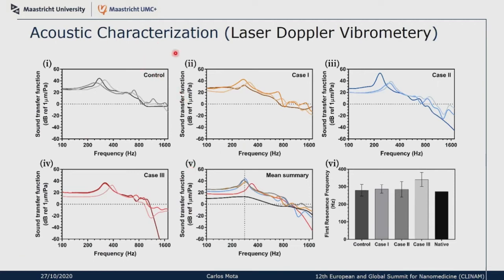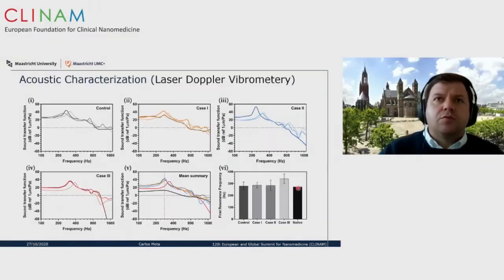We also did acoustic characterization of the different cases, especially looking at the first resonance frequency and the extent of the influence of these three-dimensional printed patterns on top of the electrospun mesh. And what we can see is that the first resonance frequency on case 3, which is the most reinforced, is normally a bit higher than the first resonance frequency of the native human tympanic membrane.